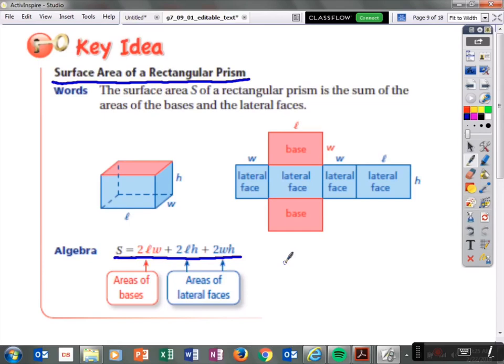So we're finding the area of every single shape. But here we don't have to do that individually because we can just use length, width, and height to do that.